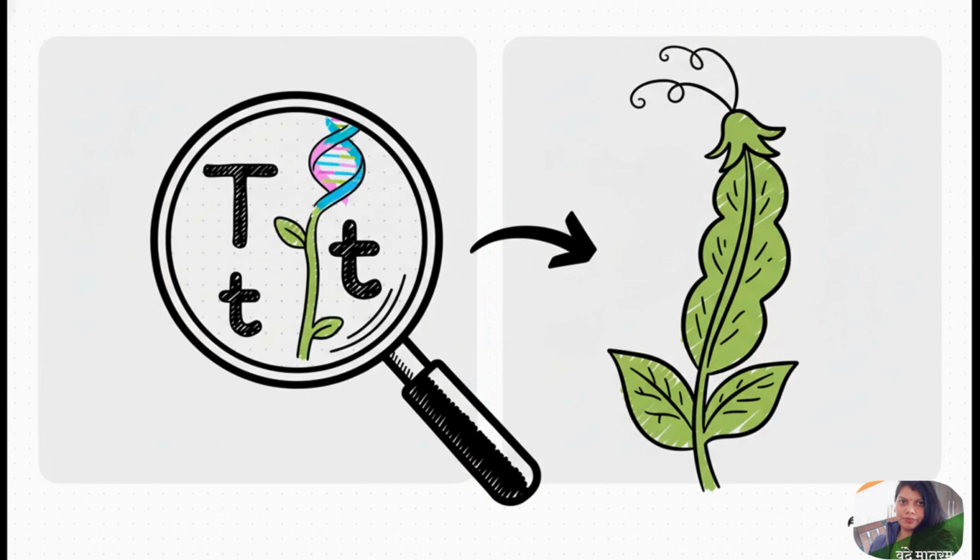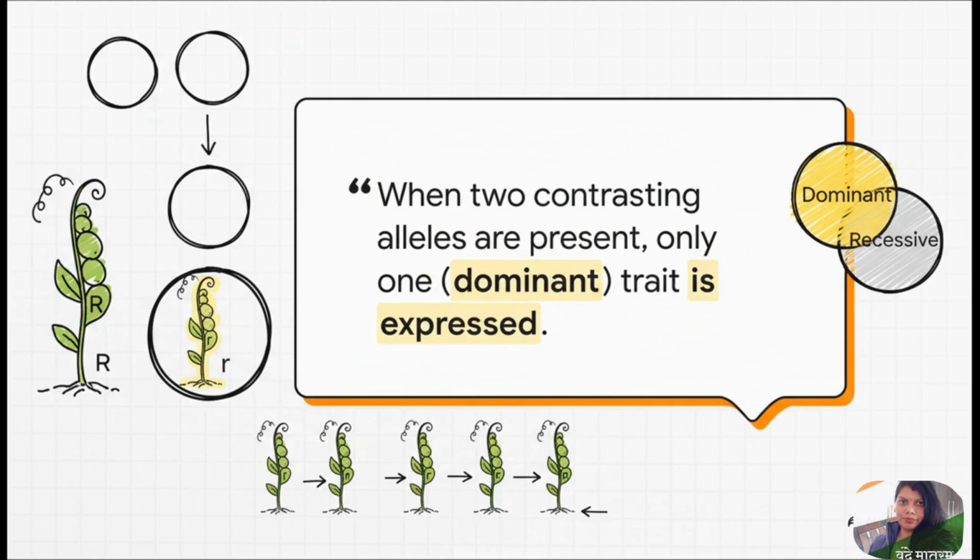He realized there had to be a difference between a plant's appearance, its phenotype, and its hidden genetic makeup, its genotype. This meant that a tall plant could secretly be carrying the instructions for being dwarf. At the time, this was a totally revolutionary idea. This observation led him to his first great discovery, the law of dominance.